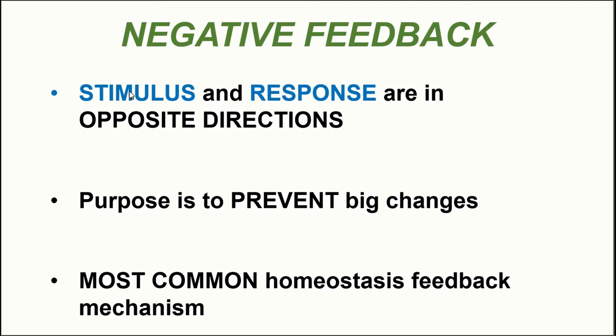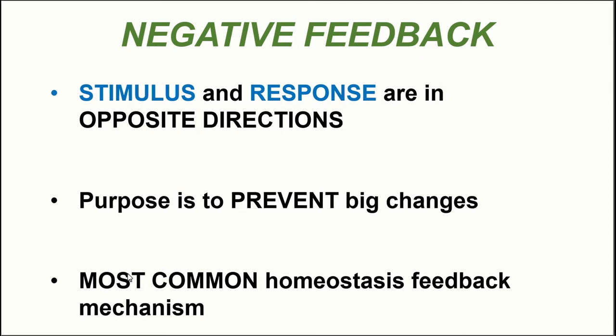So, in negative feedback mechanisms, the stimulus and the response are always in opposite directions. And the purpose of negative feedback mechanisms is to really prevent big changes to the body, so that negative feedback seeks to maintain those normal resting variables, like body temperature, in those normal homeostatic ranges, like our normal homeostatic body temperature of about 98.6 degrees Fahrenheit.